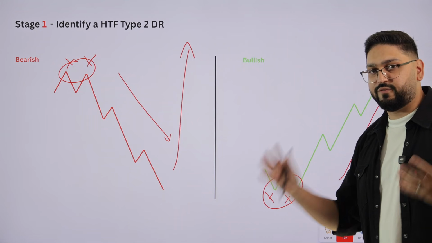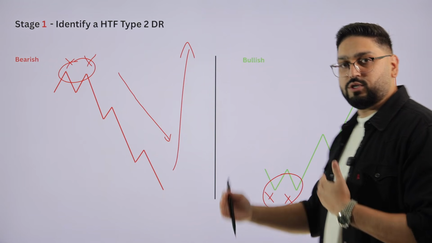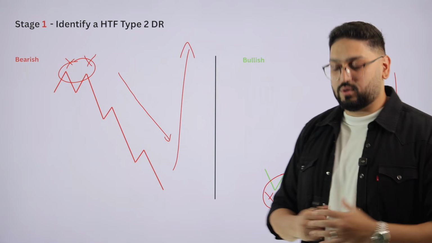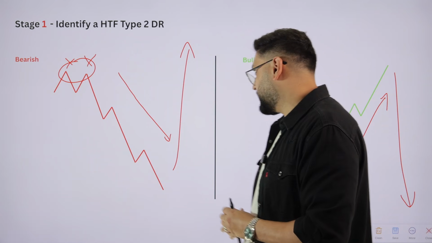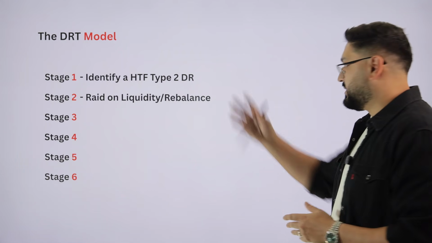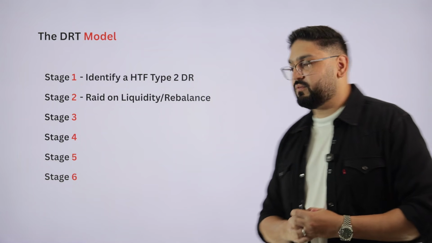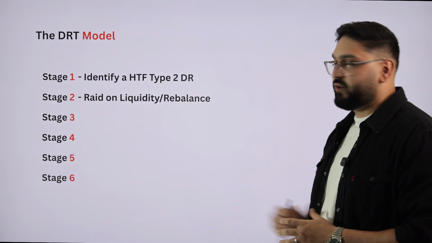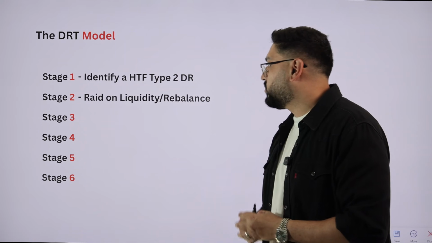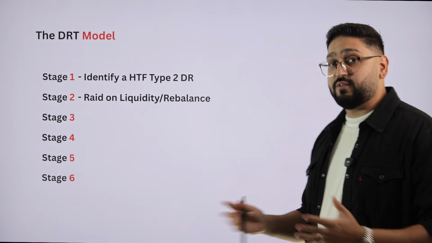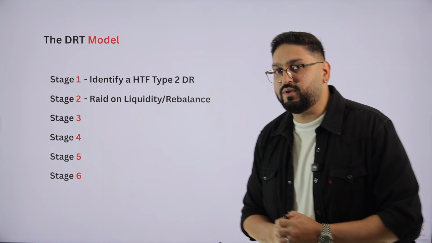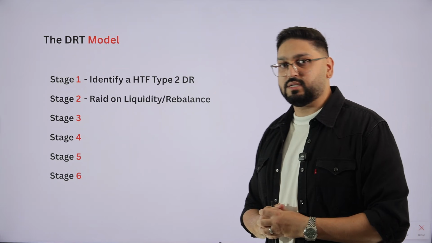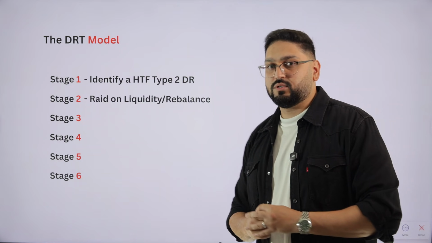So this gives us a framework. It gives us a longer term directional bias, and we can use this to get in sync on the lower time frames, which I will explain to you in a second. Stage 2 of the DRT model focuses on two things in particular. It focuses on a raid on liquidity and/or a rebalance of an inefficiency. Now, those of you who have been with me for a while know that ideally we like to see both of these conditions in close proximity to one another.